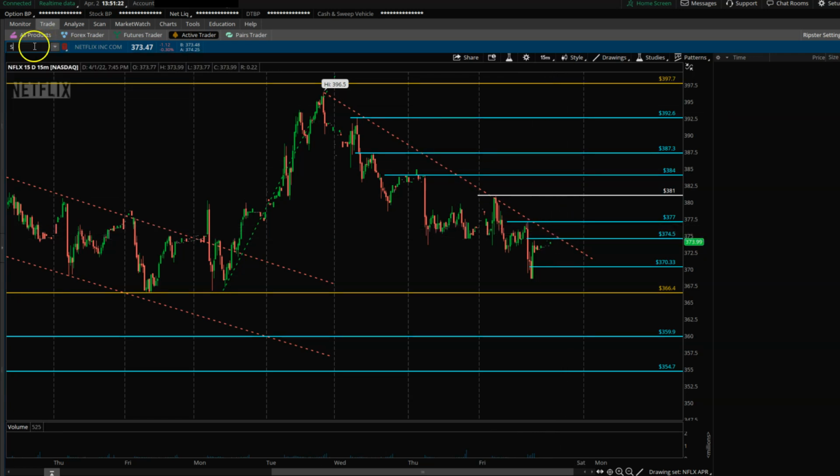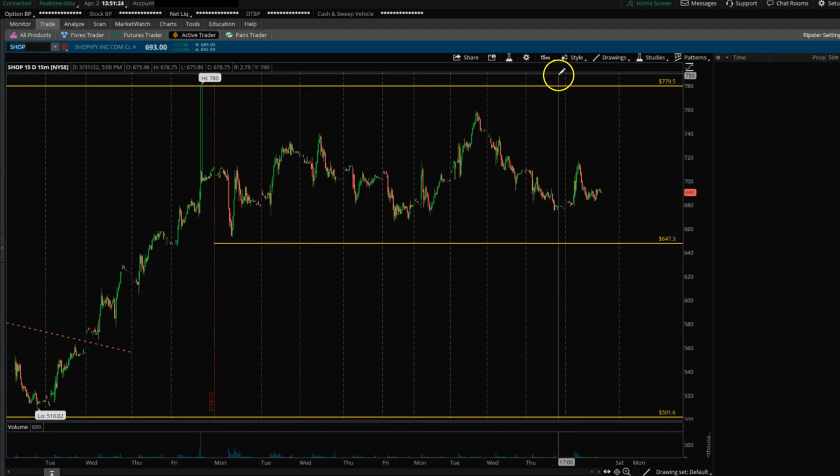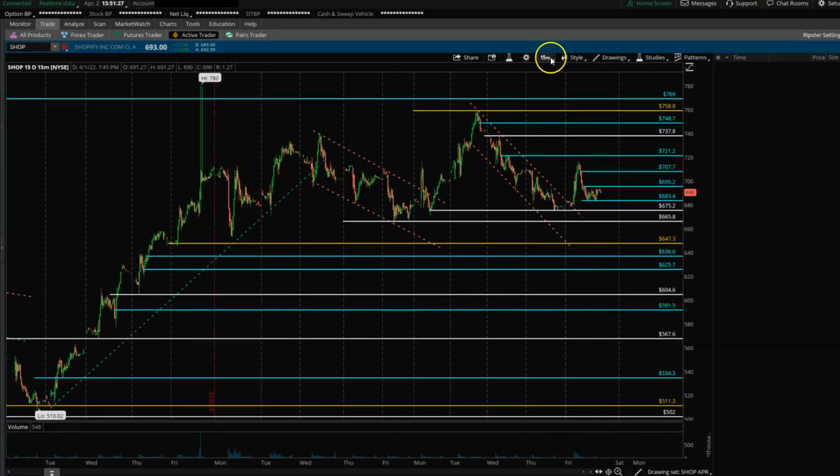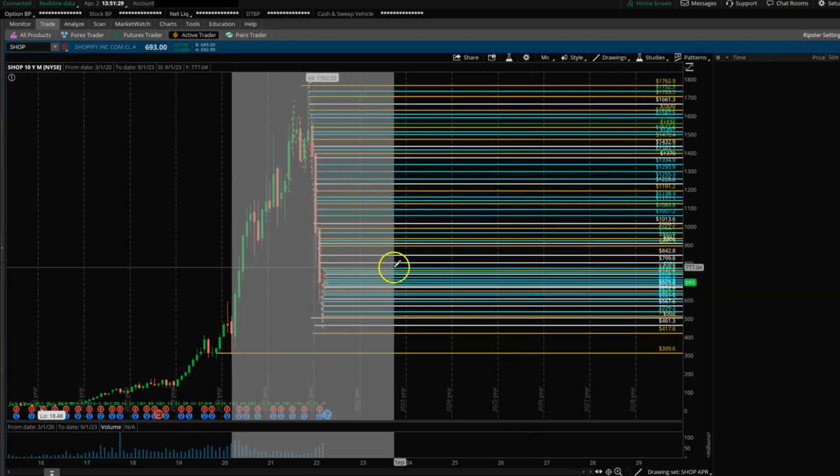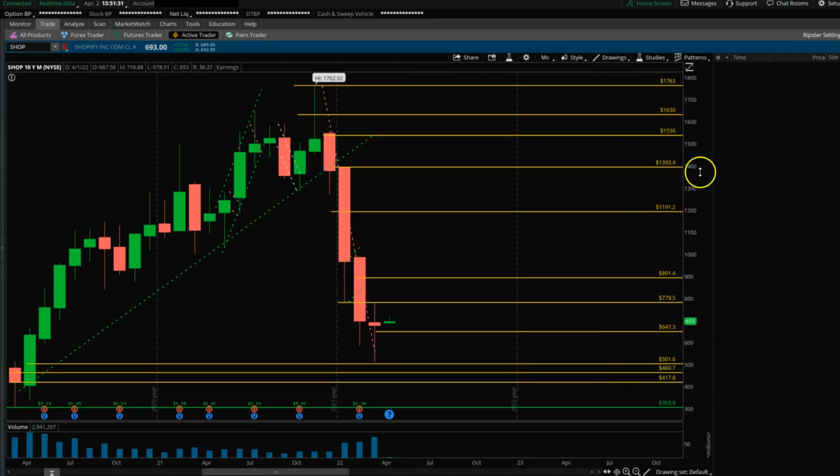Let's look at a couple more. Sharp. Higher time frame looks okay, I think, maybe. Oops, sorry. Let's go look at the other one.